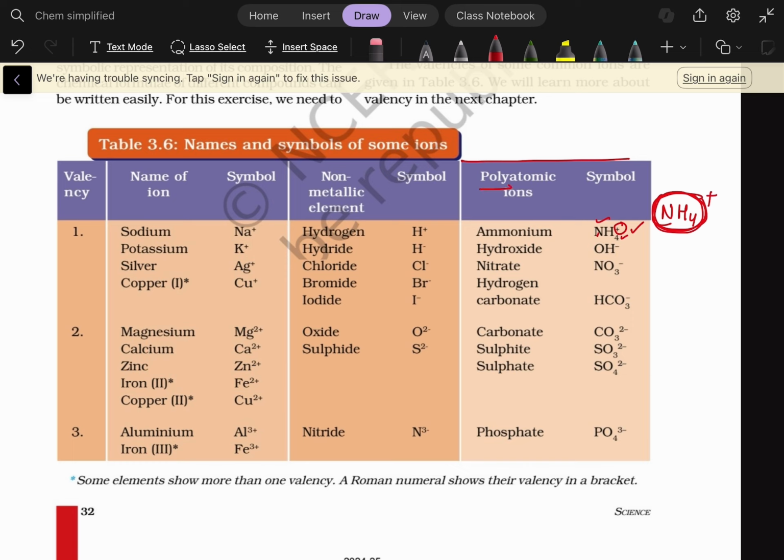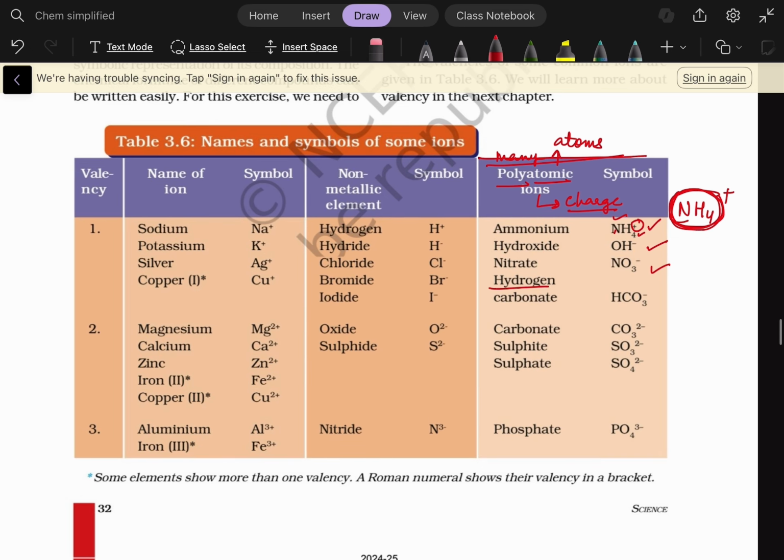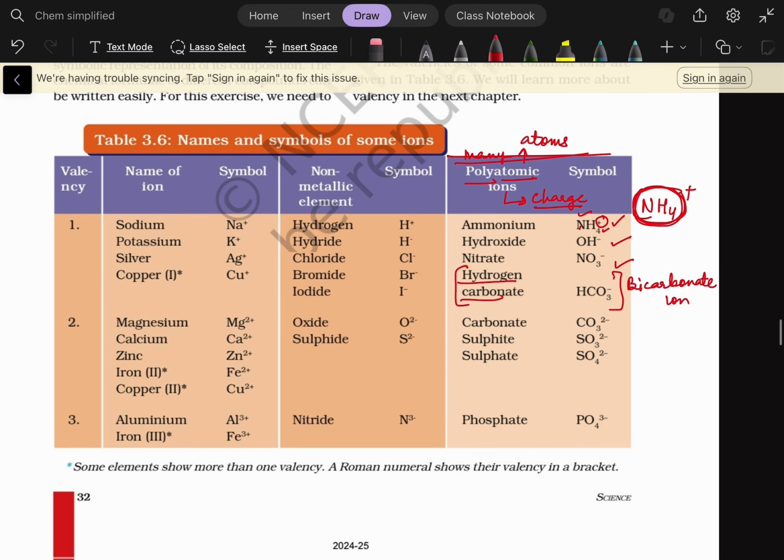Poly means many, and atomic means atoms, a group of atoms, and ion means when they carry a charge. So a group of atoms carrying a charge is called a polyatomic ion. We have other examples like hydroxide ion, nitrate ion, and bicarbonate ion, or hydrogen carbonate ion. This is one single thing. The other name for this is bicarbonate ion. Then we have CO3 2-, carbonate ion, sulfite, sulfate, phosphate. These are polyatomic ions.